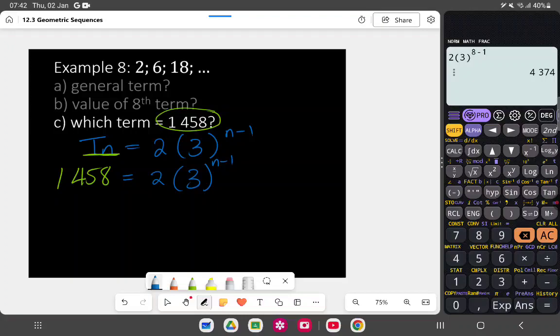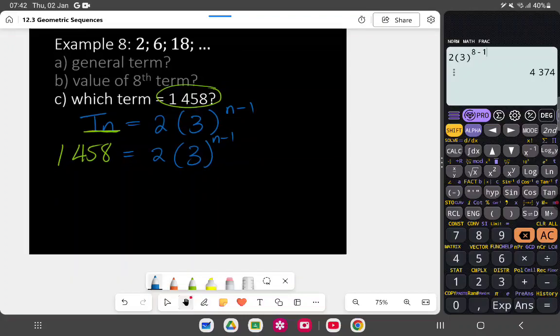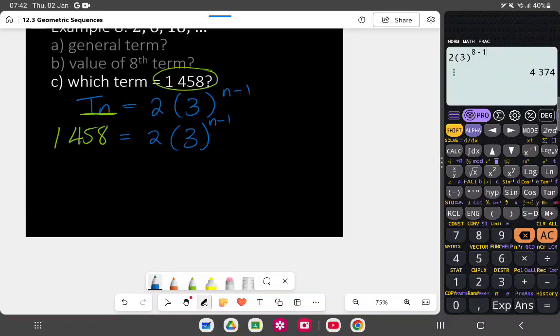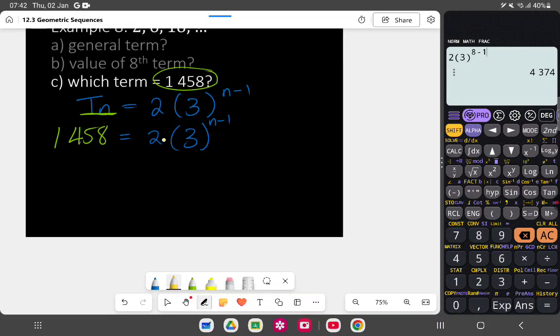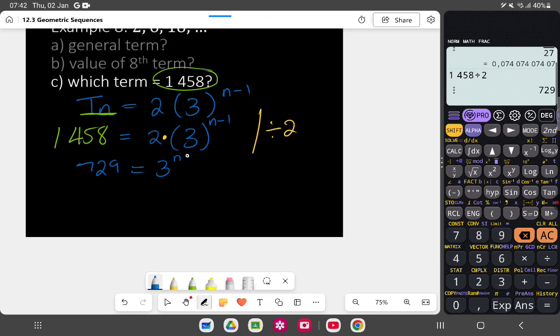Right. Now, what happens next? You want to solve for n. To solve for n, we need to take specific steps. So let's start. Let's get rid of this 2. That's multiplied by 2. So we're going to say divide by 2 on both sides. 1,458 divided by 2 gives us 729. 729 is equal to 3 to the n minus 1.